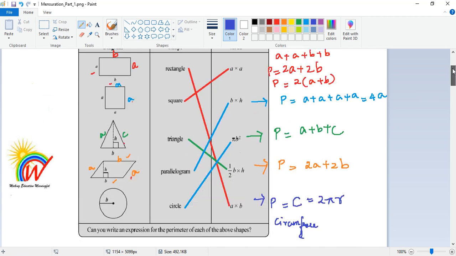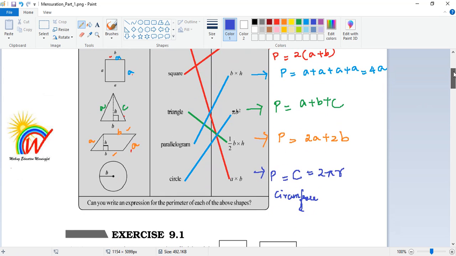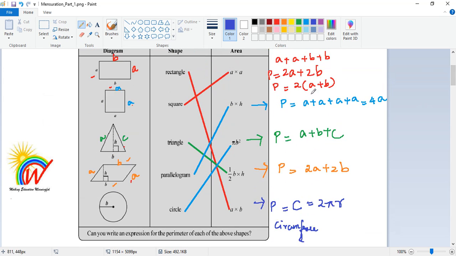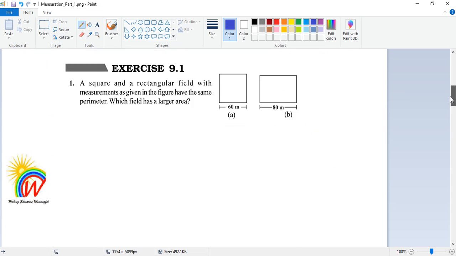Alright, so now those who don't know this can memorize this. You should be thorough with the area and perimeter of these figures. Now let's do the exercise problems. Directly we just have to do it, so I'm just going to show you how to approach this.